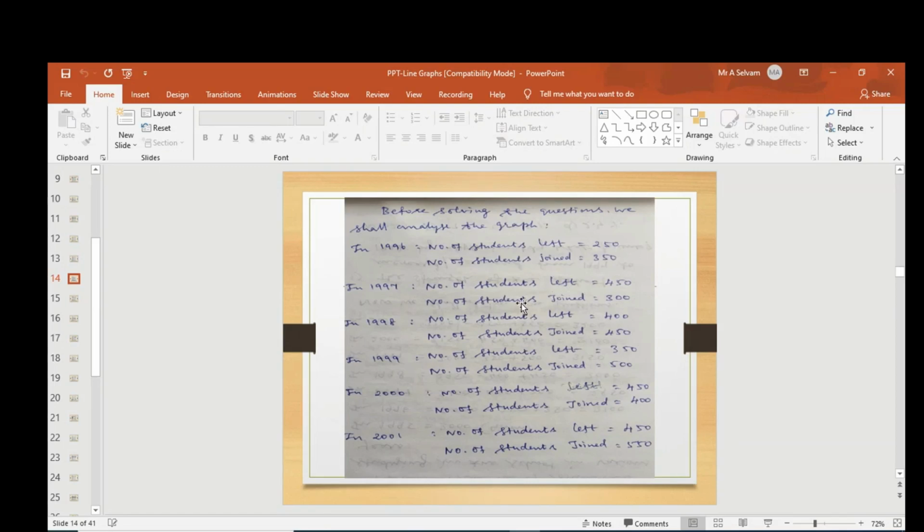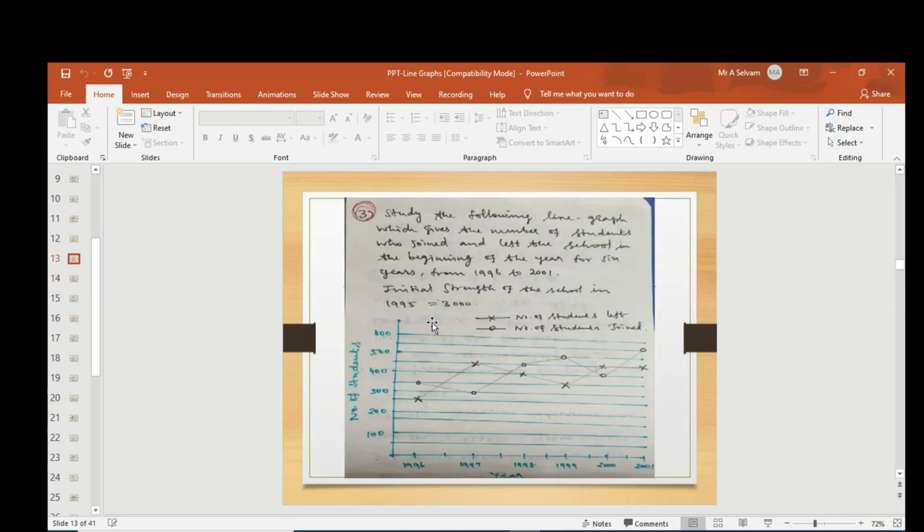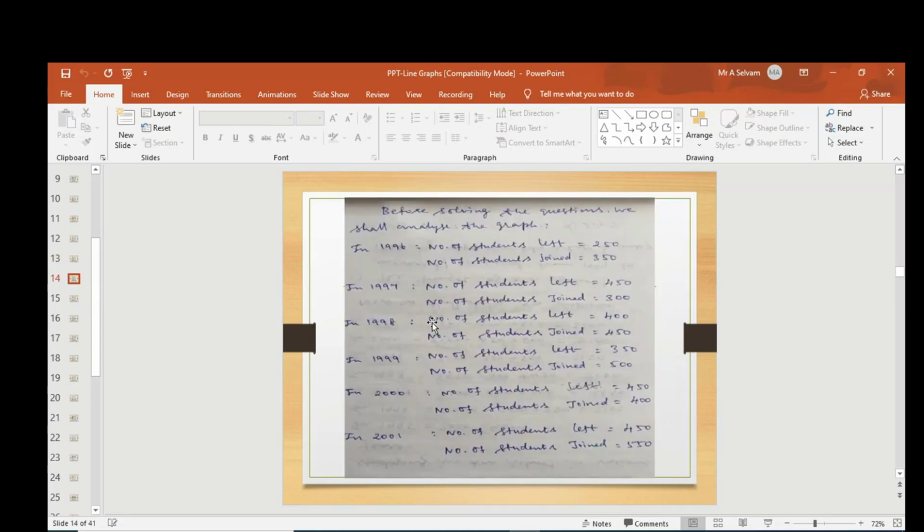In the same manner for all those years, 1998, 1999, 2000 and 2001, we can interpret from the line graph. It will be easy for us to calculate. That is one of the key points based on this problem.